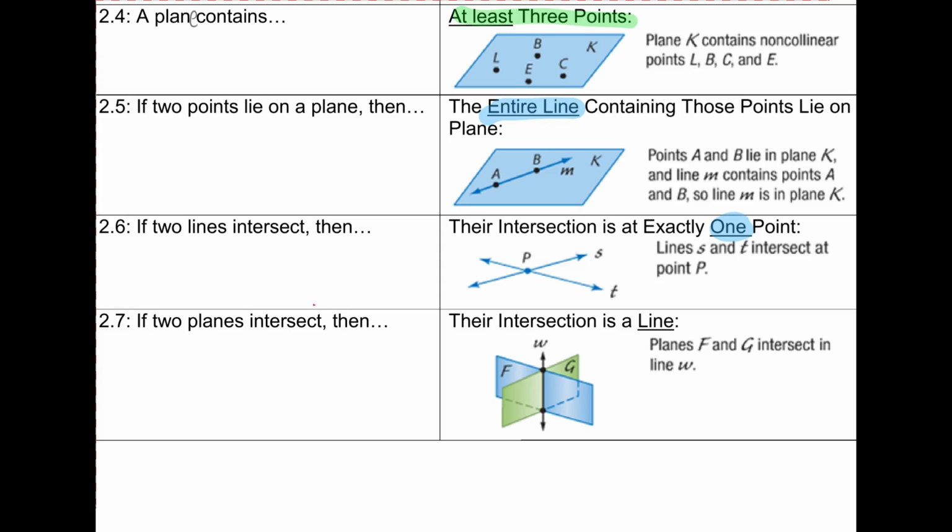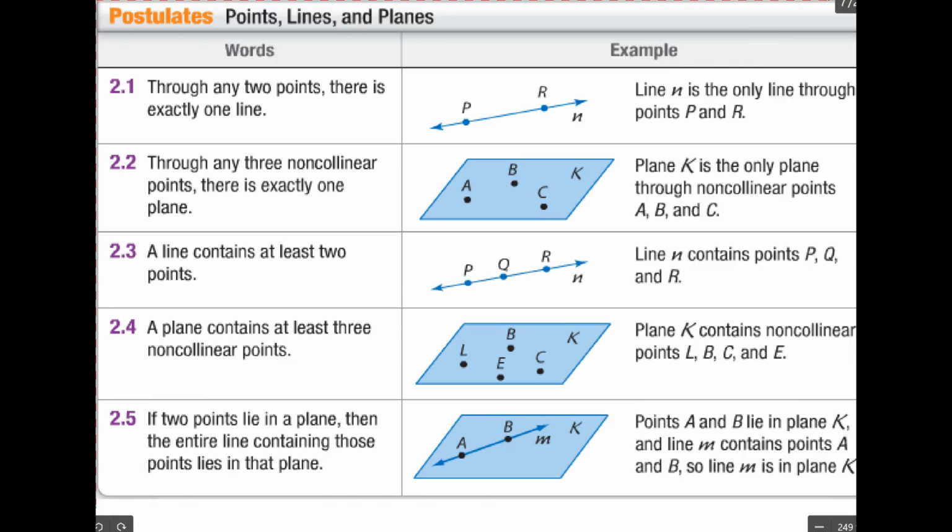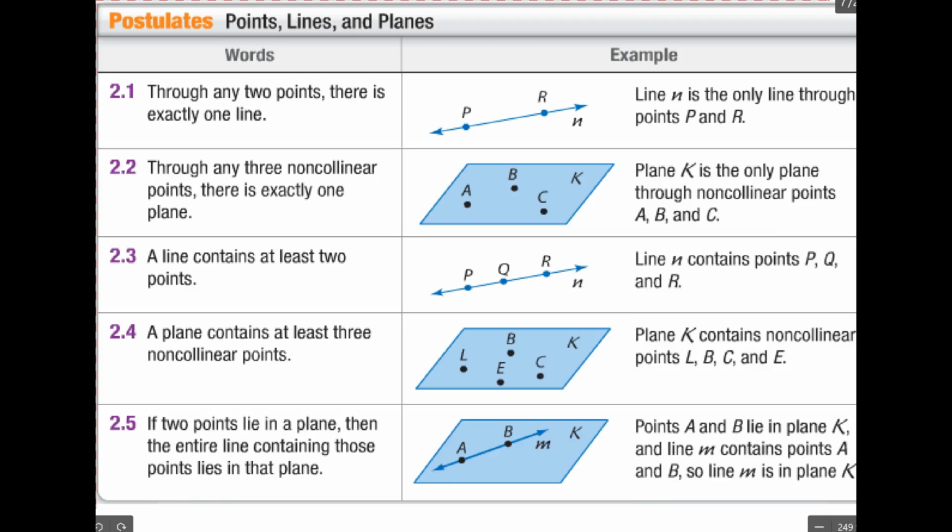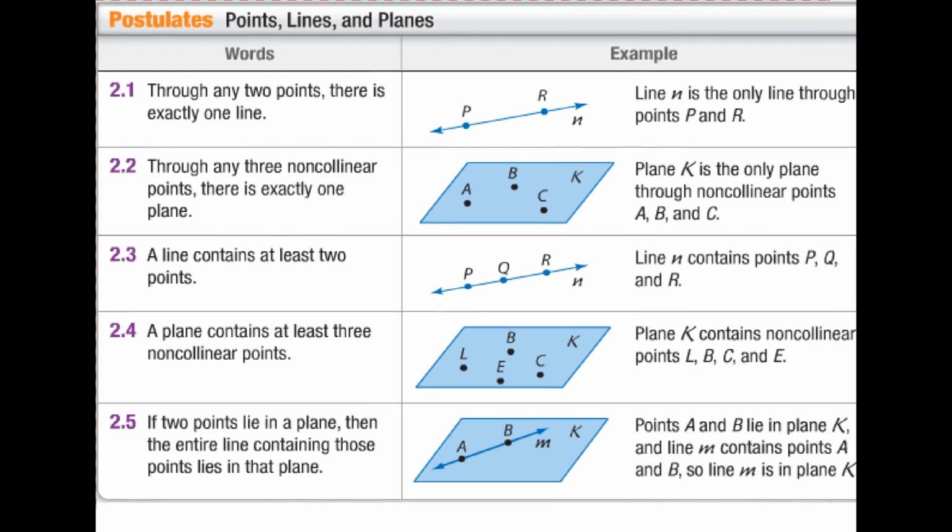2 planes intersect, then their intersection is a line. So we went through this yesterday in our little activity. We talked about it. Having 2 planes touch, it's literally going to be a line. I'm trying to think of a way to explain that. So that's what all this is saying. So these are the postulates, 2.1 through 2.5 postulates. So remember, a postulate is accepted as true. So all 5 of these things that I just said are accepted as true. All right, so we know we don't have to prove it.